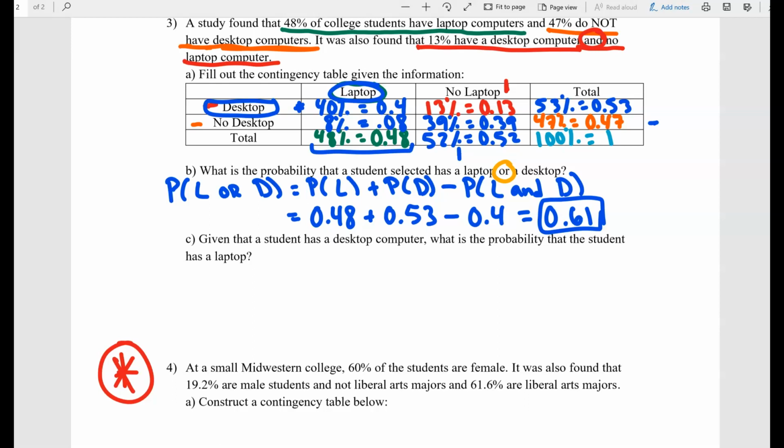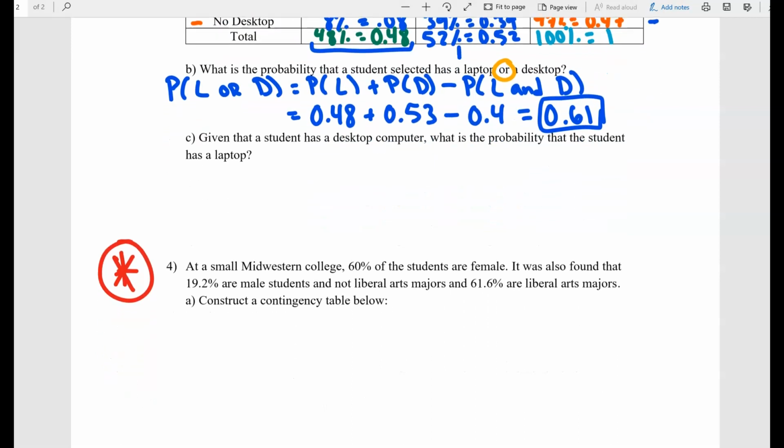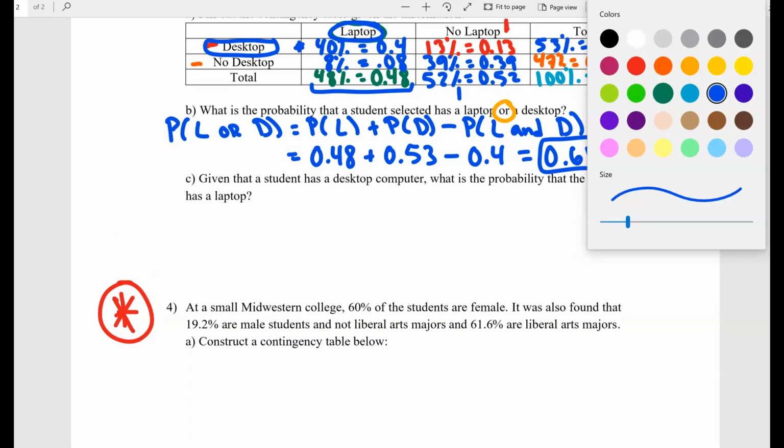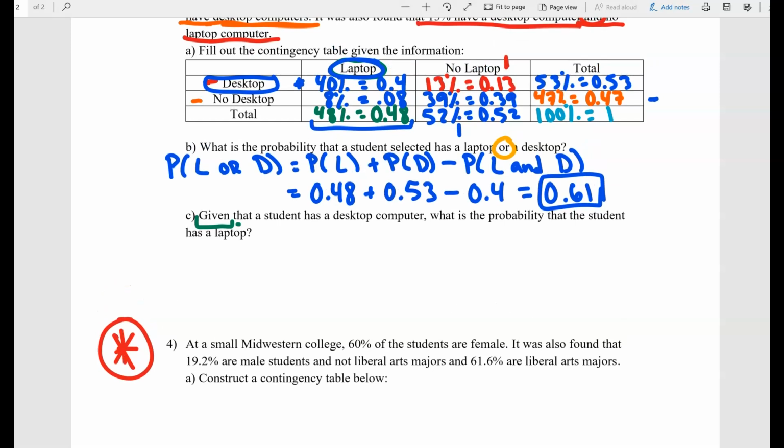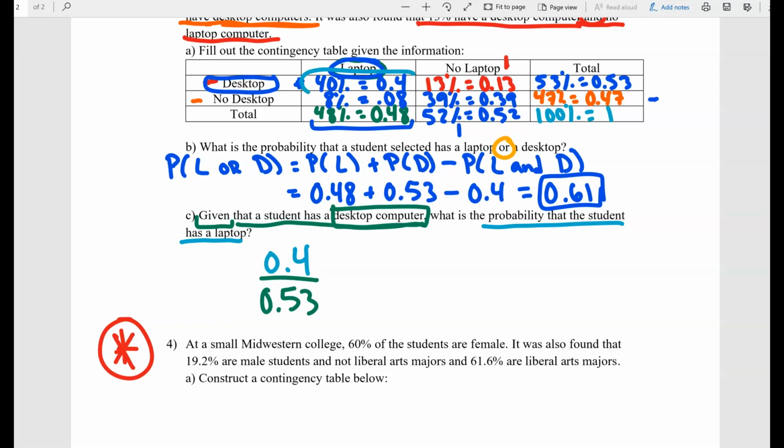Okay, now the next problem says, given that a student has a desktop computer, what is the probability that the student has a laptop? So what is the key word here? Well, the key word in this case is the word given. So we are given that the student has a desktop computer. So we are restricting everything to just desktop computers. So how many desktop computers do we have? So if we look at desktop, it's out of this 53%. So out of this 0.53, which is in green, we want to figure out what is the probability that the student has a laptop. Okay, well, from these 53%, how many of them have a laptop? This 0.4. So it's going to be this 0.4 right here, this guy.